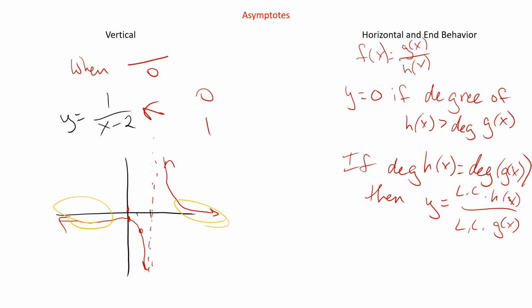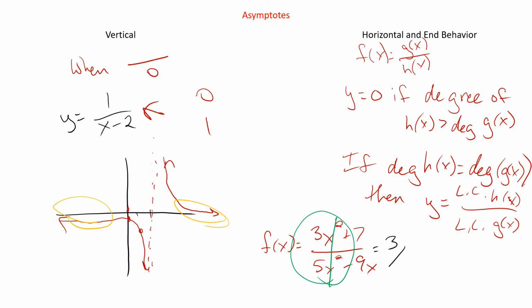If we wanted one where they were the same, let's say that f of x equals 3x squared plus 7 over 5x squared minus 9x. The degrees are the same, they're both 2. So we're just looking at this part, the x squareds can actually go away, and our limit is 3/5, and the horizontal asymptote is y equals 3/5. Later on, we'll learn about limits, and they're the exact same thing. So that's that. And then if the degree, sorry, we're missing one.